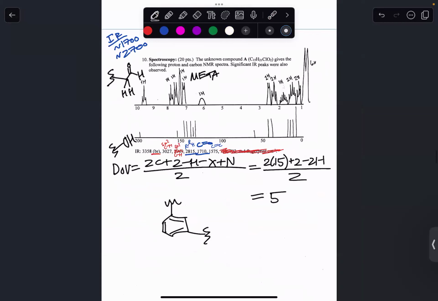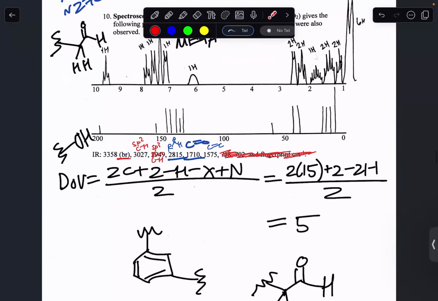So let me draw out my fragments down here to make it more clear. So my aldehyde with 2 hydrogens, my meta-benzene ring, and my alcohol. That's what I have so far, my puzzle pieces so far. And that fulfills the DOUs, the alcohol broad peak, and the aldehyde thing.